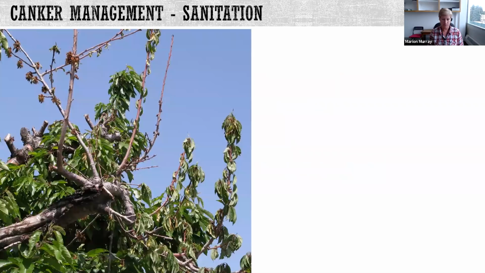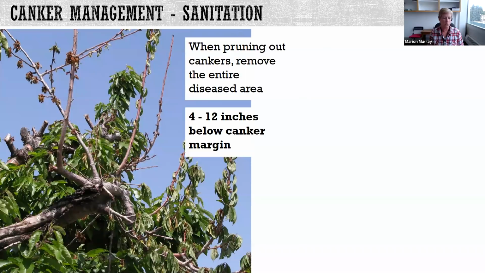So sanitation just means removing the existing cankers that are found. That's so important because I mentioned that these fungi, especially the ones that cause the diffuse cankers, can survive as a saprophyte. They're living in this dead wood for many years, often producing spores and contributing to spread. So remove that dead wood as soon as possible. And make sure you get all of the canker out, anywhere from 4 to 12 inches below the expanding line of the canker margin.